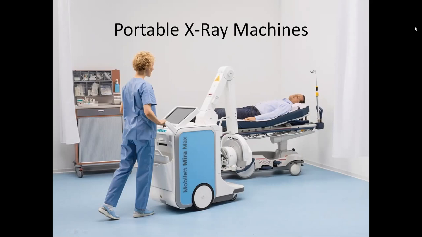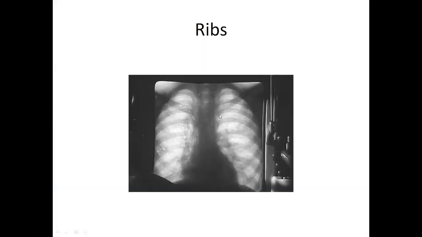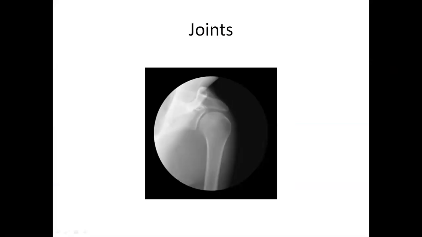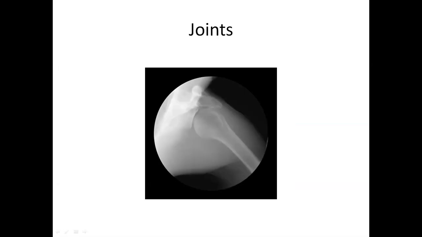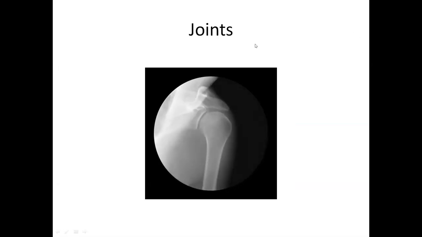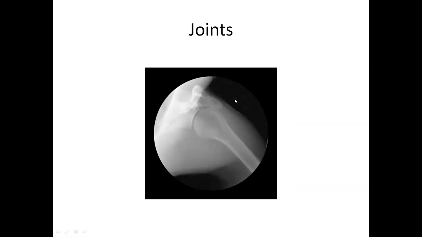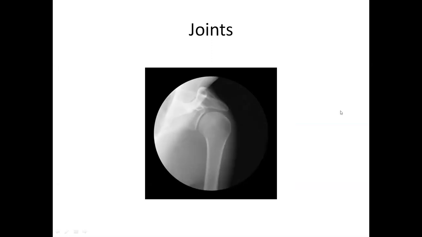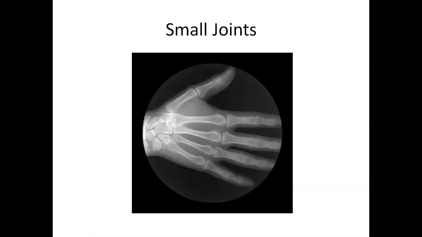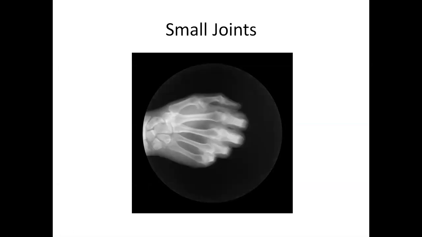So this is a portable X-ray machine, which will be carried by the technician. This is a portable X-ray image for the lung system. This is the portable X-ray machine image for ortho joints. It is the portable X-ray graph for a joint.